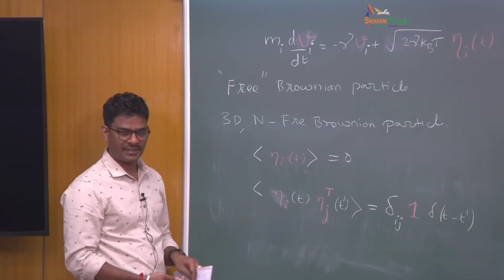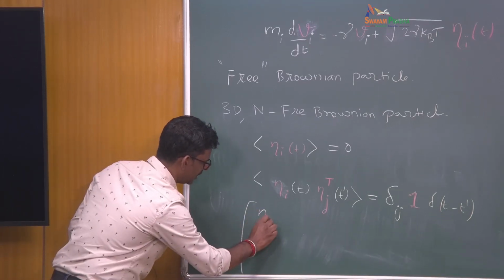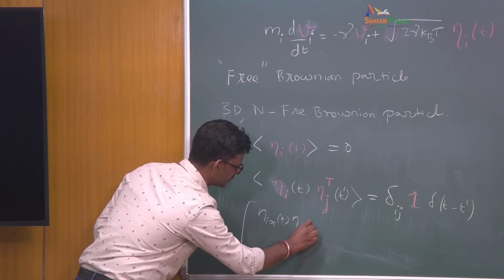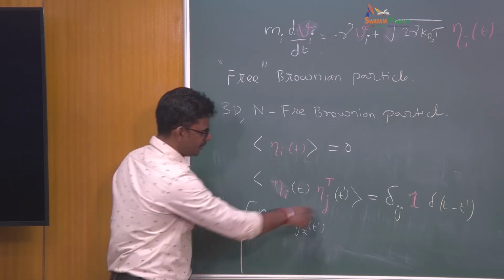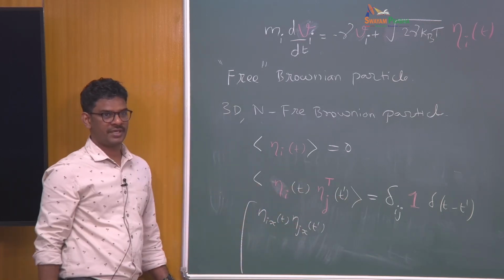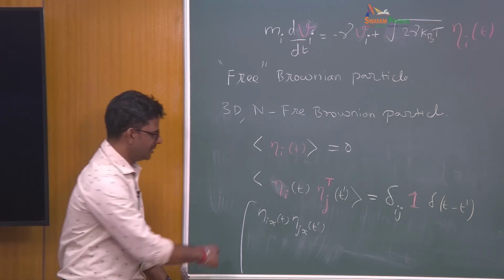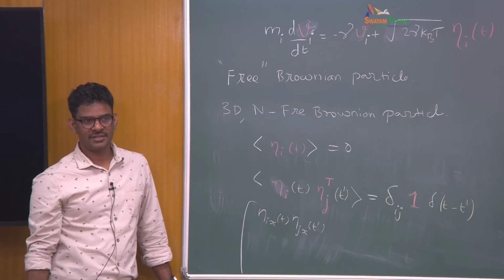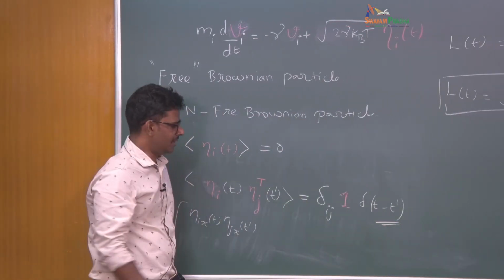If I have to expand this, you would see you would have gamma ix at t and gamma jx at t prime. And then you will have similarly 9 such components. Now what we are saying is that of all these 9 components, the only terms that would be surviving are those where the times are equal and i and j are equal.